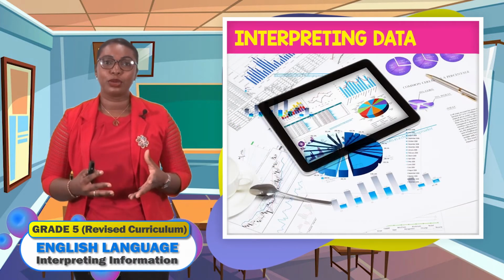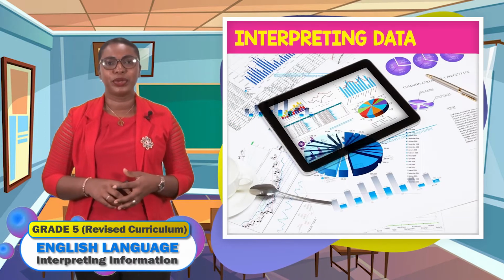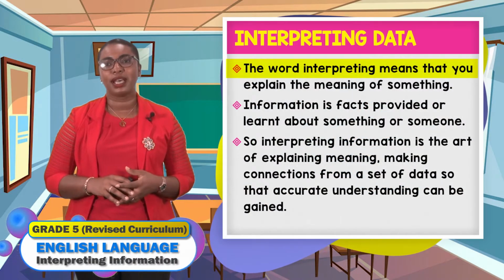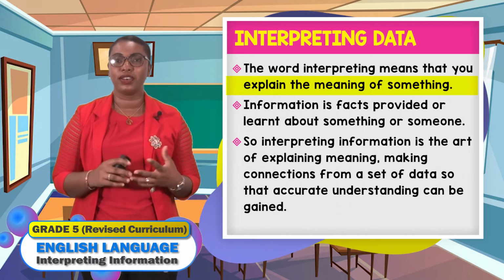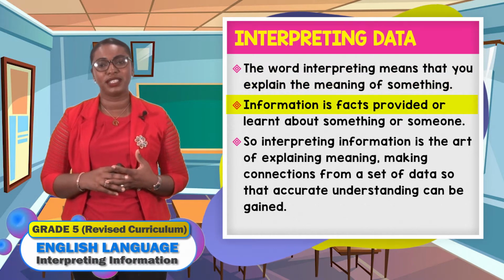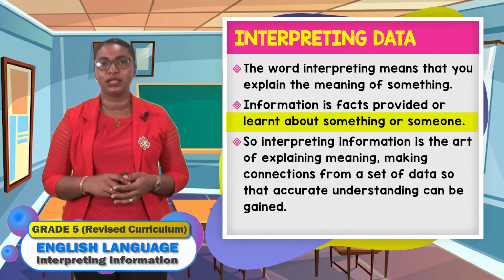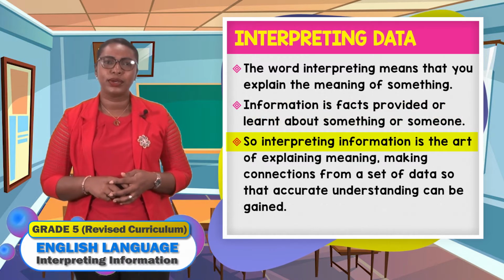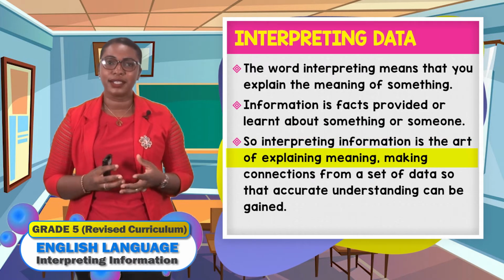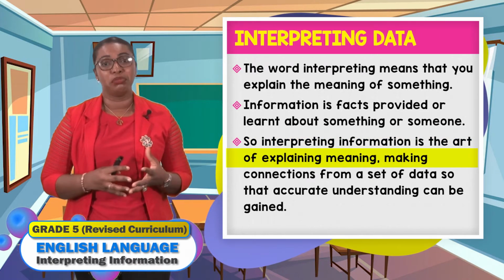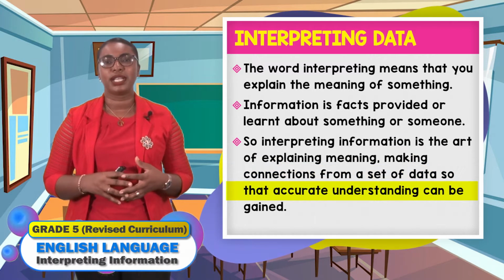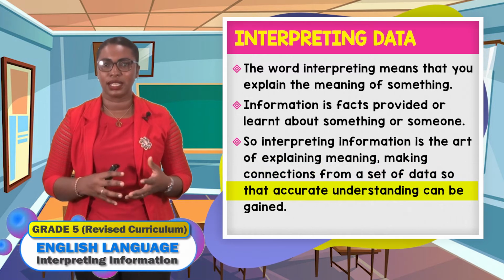Now for interpreting data. What does the word interpreting mean? The word interpreting means that you explain the meaning of something. The word information tells of facts provided or learned about something or someone. So, in short, interpreting information is the art of explaining meaning, making connections from a set of data so that accurate understanding can be gained.